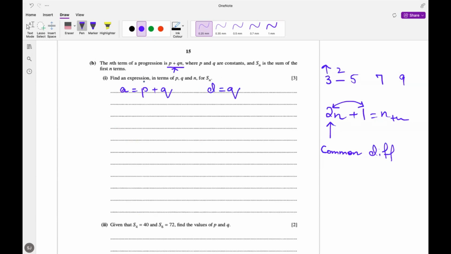Now we have to find this expression for the sum of n terms. We know that the sum of n terms is given by the formula n upon 2 into 2a plus n minus 1 into d. In place of n, it will remain as n upon 2. In place of a, we'll substitute p plus q, and in place of d, we'll substitute q.